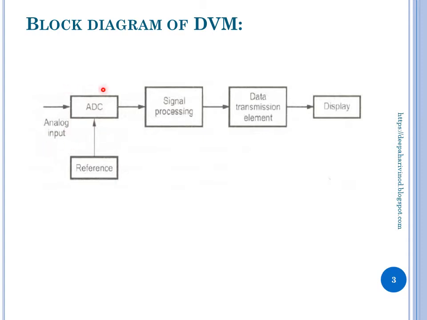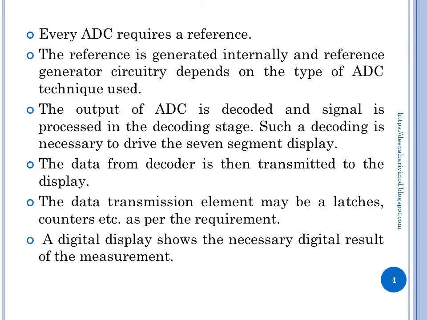For the ADC we need a reference. This is the reference signal. Every ADC requires a reference. The reference is generated internally, and the reference generator circuit depends on the type of ADC technique used. There are many types of ADC, and depending on what type of ADC we choose, our reference signal will be chosen.